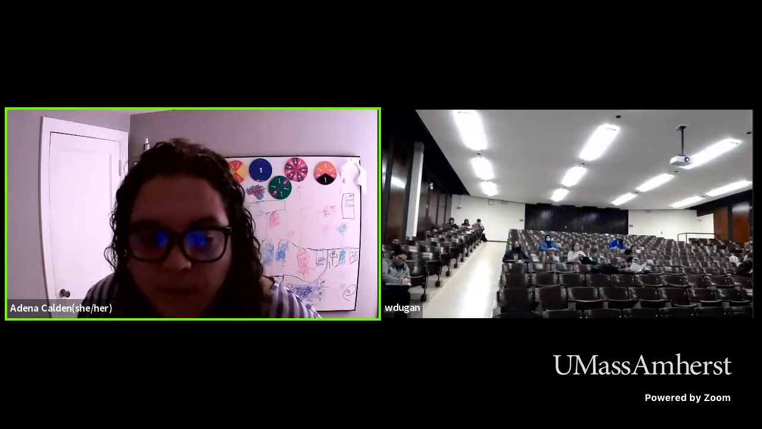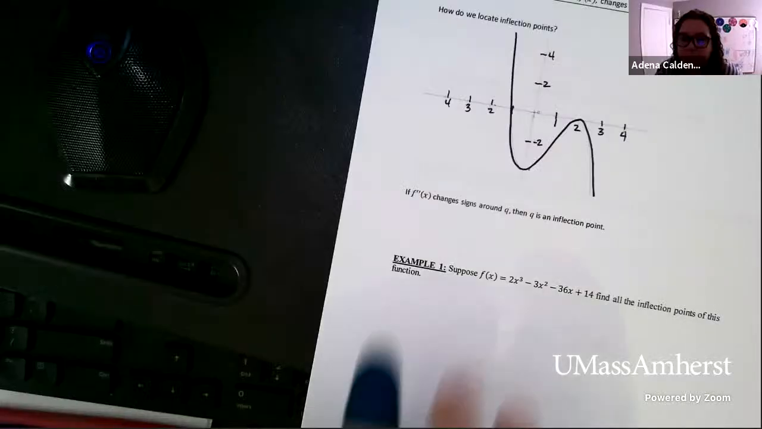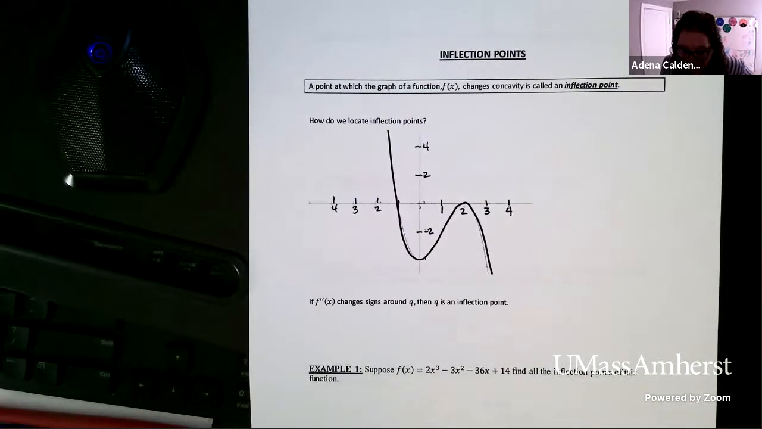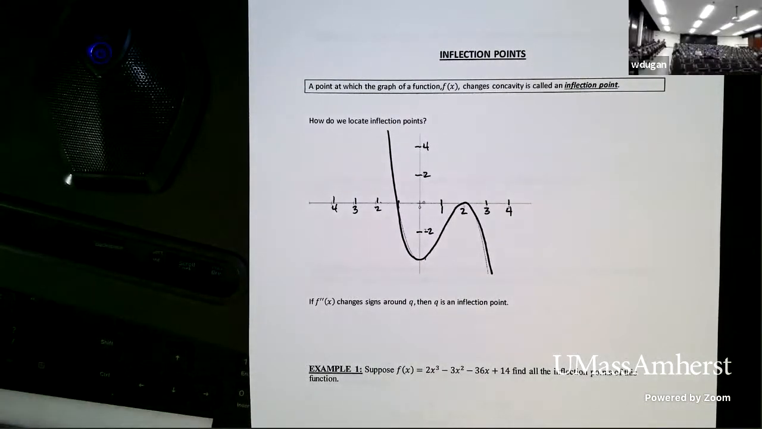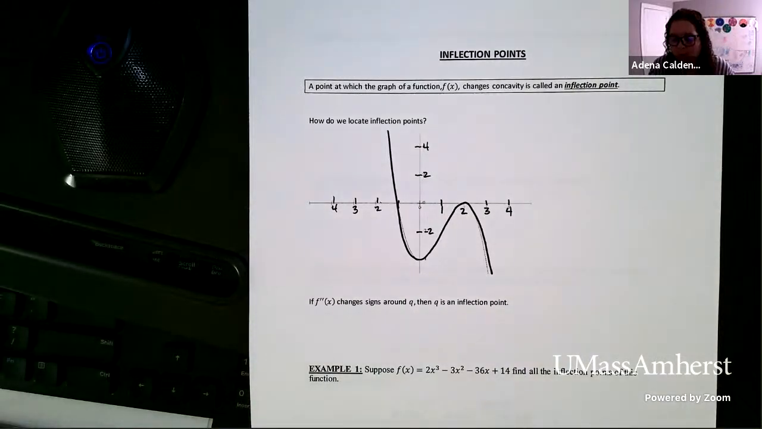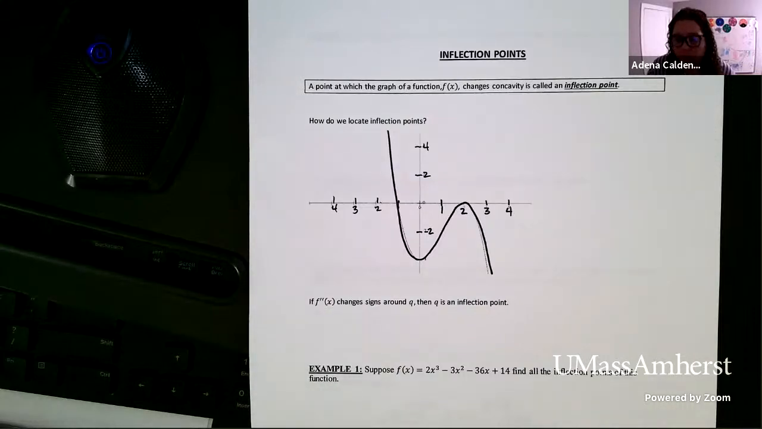So let me switch over to the dot cam. So last time we were talking about local maxes and local mins, and that all had to do with the first derivative. We were looking for critical points, which is where the first derivative equals 0. And then we looked at how we can use different types of information to classify our critical points. Inflection points have to do with the second derivative. So now we're sort of moving on to the next derivative.